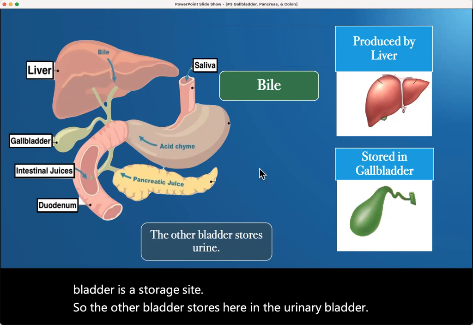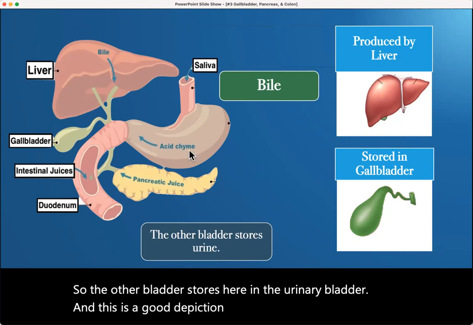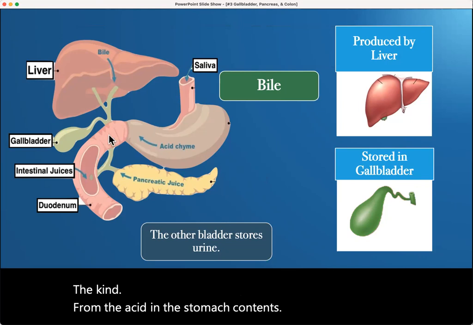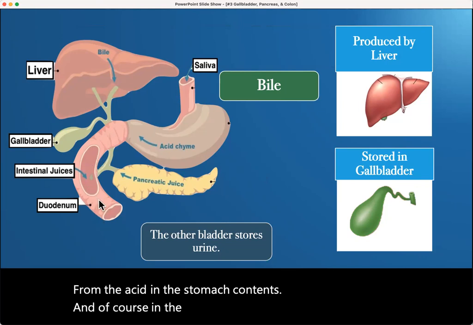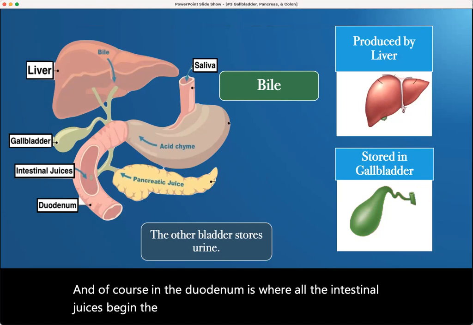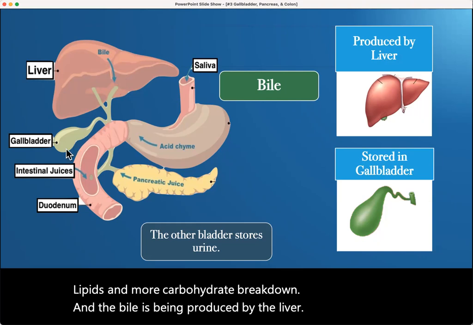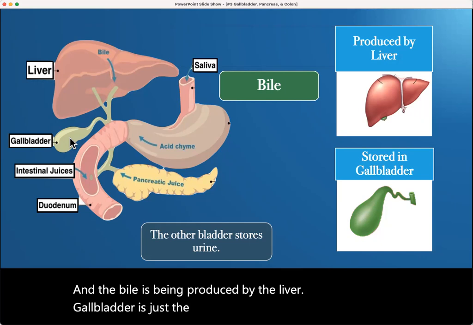And this is a good depiction showing the stomach, the chyme from the acid and the stomach contents. And of course, in the duodenum is where all the intestinal juices begin to break down protein, lipids, and more carbohydrate breakdown. And the bile is being produced by the liver. The gallbladder is just a storage area.